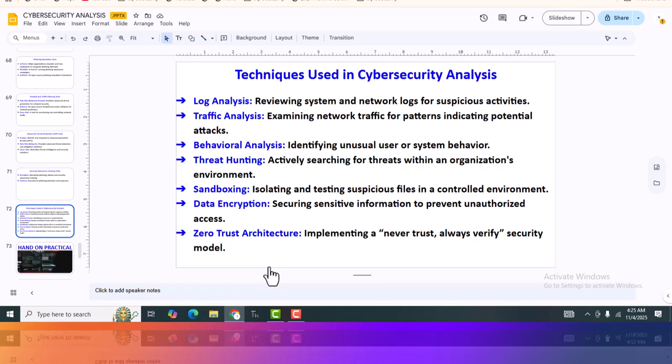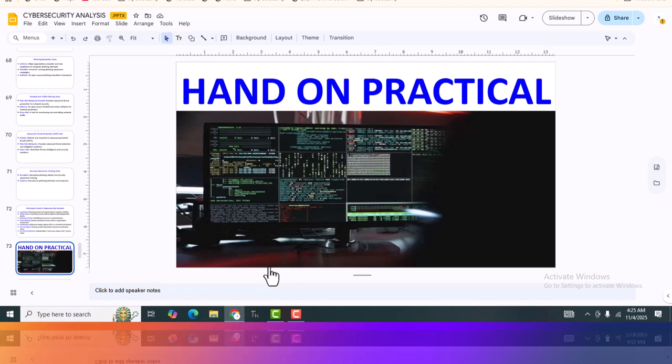In our hands-on practicals, we'll be looking at different aspects of cyber security analysis. We could be looking at malware analysis, vulnerability analysis, threat intelligence analysis, endpoint analysis, digital forensic analysis, and so on and so forth.